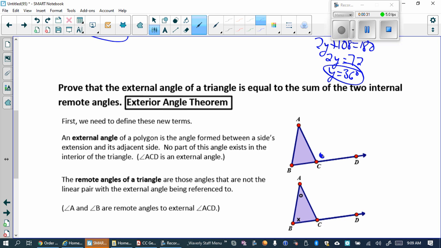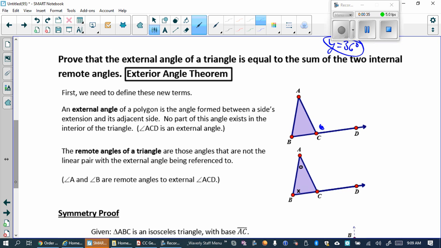Okay? So as it turns out, the measure of this angle is equal to the sum of these two non-adjacent angles, the two remote angles from it. Whatever the measure of this angle is, you can add these two up, and that sum will be equal to that measure. Everybody got that? So let's think about why that is.